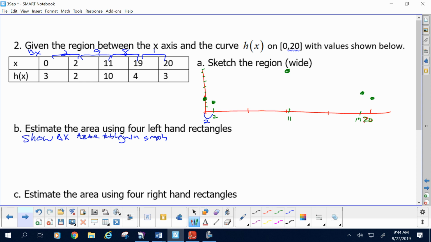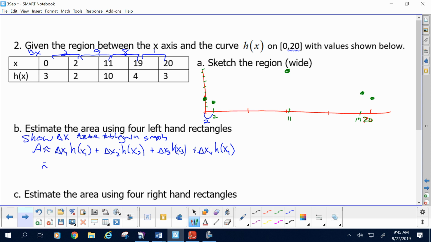So when I go to do 4 left-hand rectangles, my area will be approximated by delta x1, h at x1. Yes, read carefully, it's not f here, it's h. Delta x1, h at x1. Delta x2, h at x2. Delta x3, h at x3. Delta x4, h at x4. Are you with me, my friends? Right? So here we go.